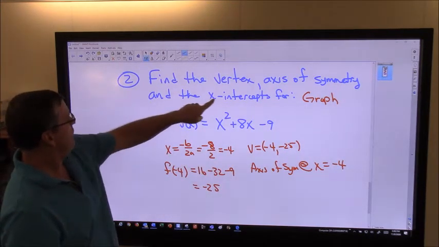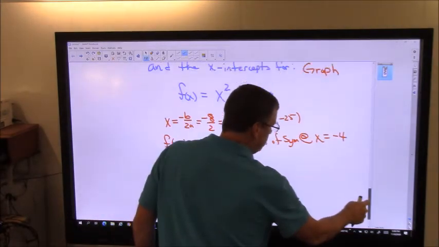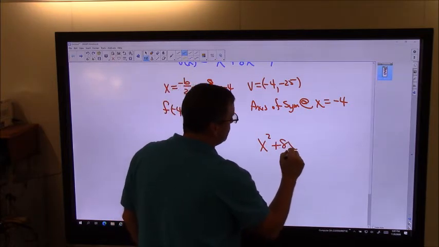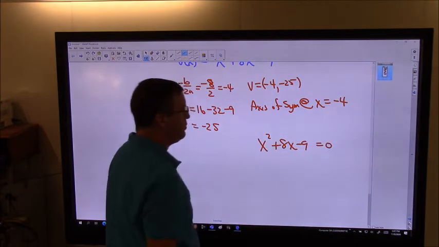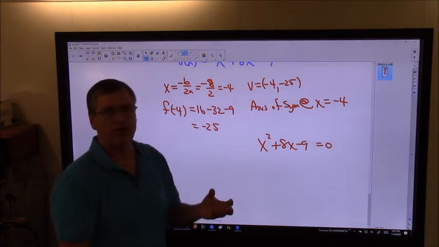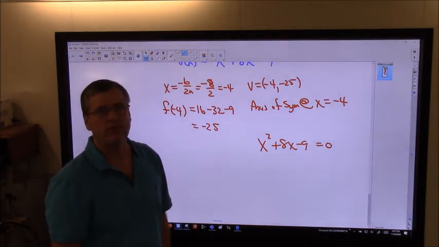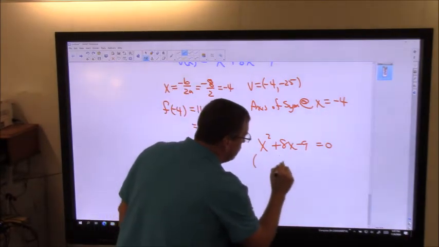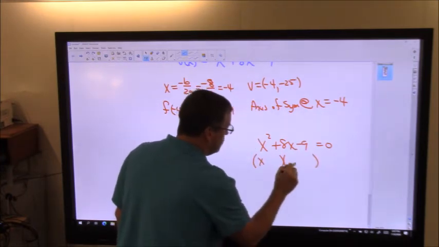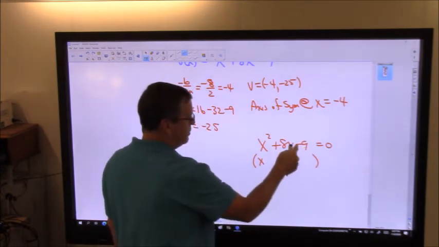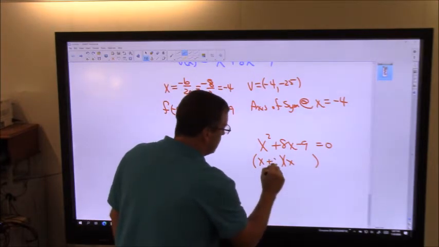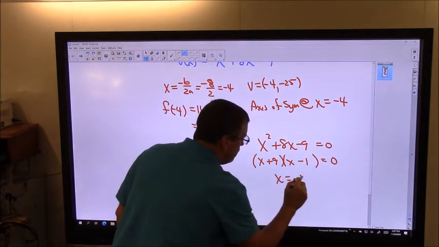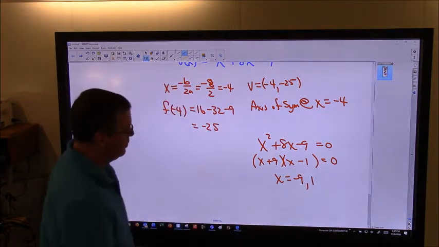All right, so now I need to find the x-intercepts. All right, so I've got x squared plus 8x minus 9. I'm going to set it equal to 0 and solve because zeros are the same as x-intercepts. If I'm finding a 0, I'm trying to find out where does y equal 0. So I'll make 2 sets of parentheses. That's x times x. 2 numbers you multiply to get 9 and subtract to get 8. Sounds like a positive 9 and a negative 1. So that means x equals negative 9 or positive 1. Those are my x-intercepts.